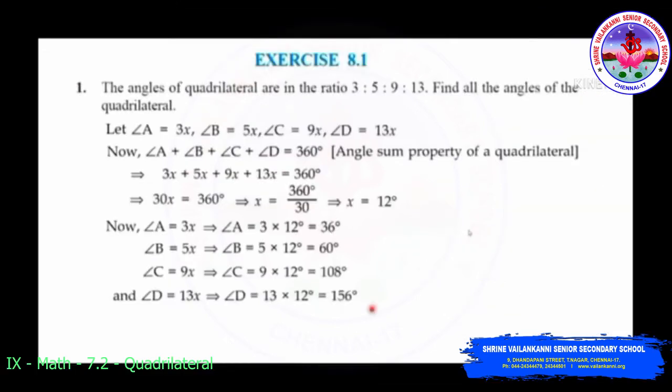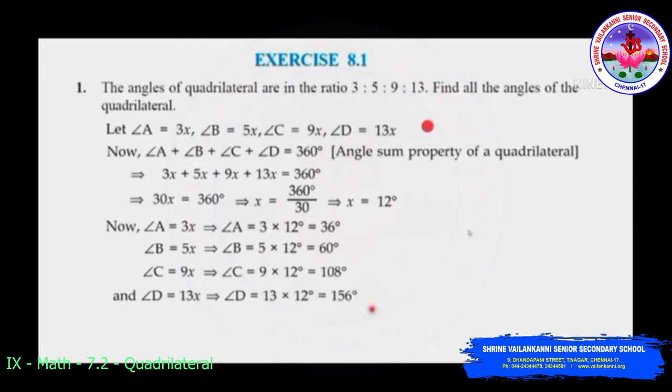Now coming to exercise 8.1, first problem. The angles of a quadrilateral are in the ratio 3:5:9:13. Find all the angles of the quadrilateral. Since the angles of a quadrilateral are given in the ratio, we take angle A as 3x, angle B as 5x, angle C as 9x, and angle D as 13x.